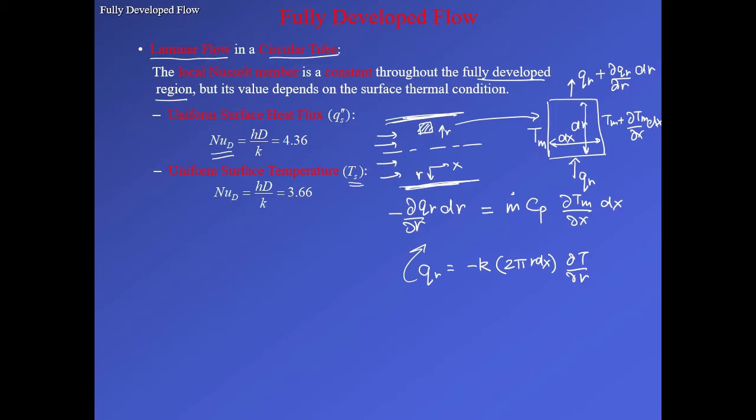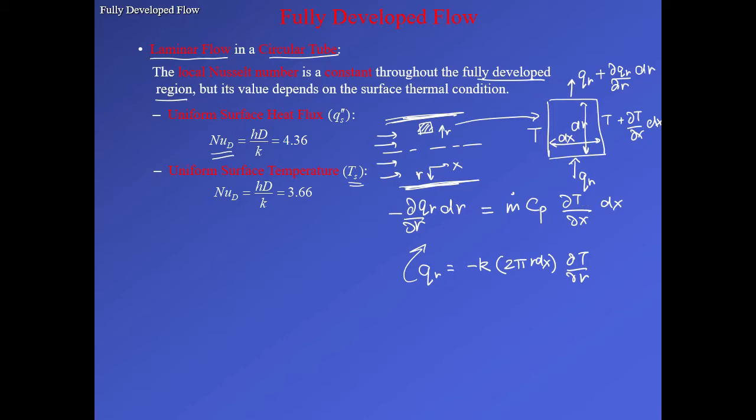Sorry, I made a mistake. The temperature is not supposed to be T_m, it is actually supposed to be just T, because it's not the mean temperature, it is the local temperature, because we have taken an infinitesimal volume. So the temperature at that point is a function of r and x both.